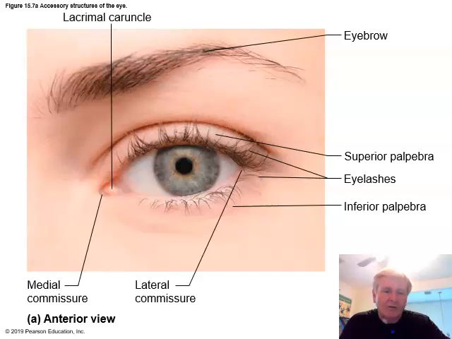So here's a close-up showing you the external anatomy again of the eye, showing you the medial and lateral commissures, the eyelids or palpebra, superior palpebra and inferior palpebra, and the eyebrows.